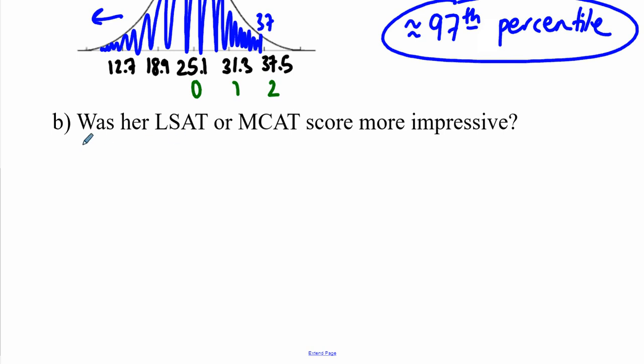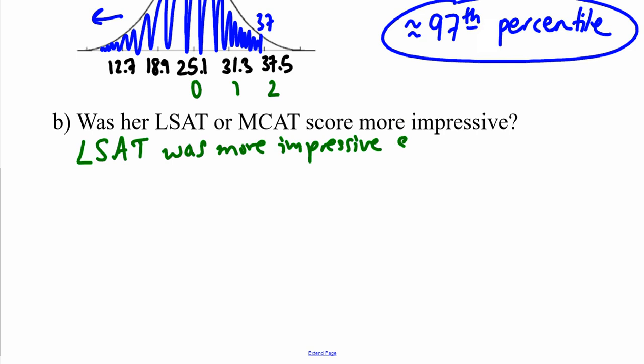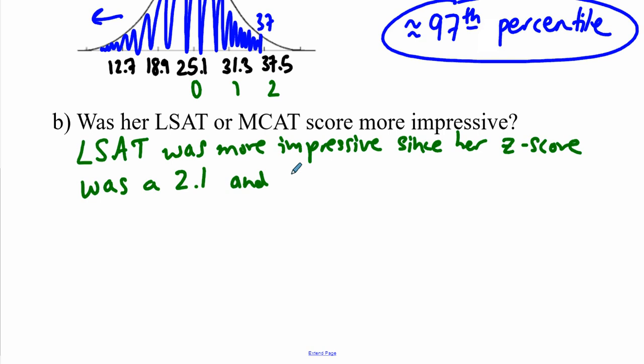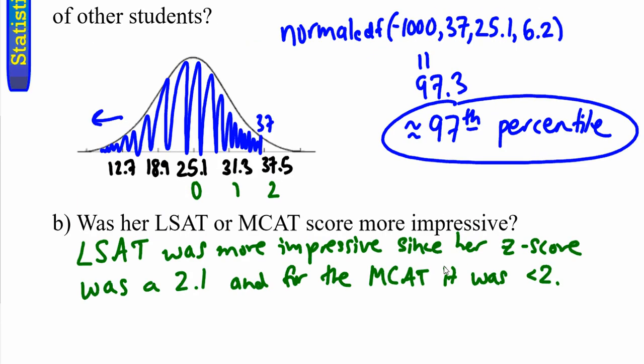So LSAT was more impressive since her z-score was a 2.1, and for the MCAT it was less than 2. You could also use percentiles. 98th percentile, slightly better than 97th.